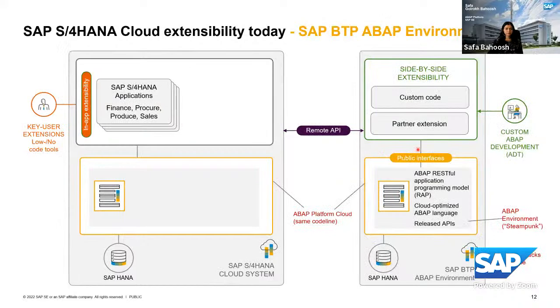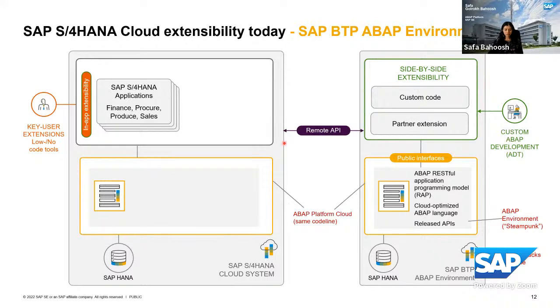But the other extensibility option we provide for you is the so-called side-by-side extensibility, in SAP BTP ABAP environment. So this is released in late 2018, and this lets you create extension on a separate platform on BTP remotely, and you can connect with a remote API to the actual system. In this scenario, if you want to do any extension, you need to use ABAP platform in BTP.